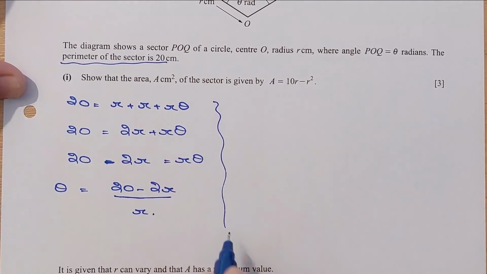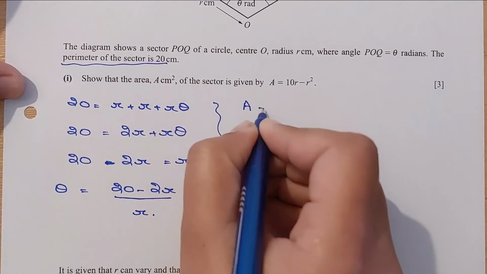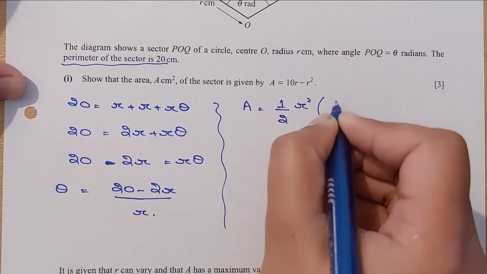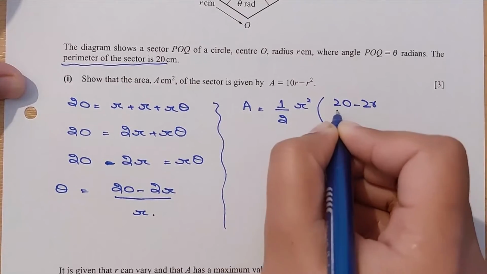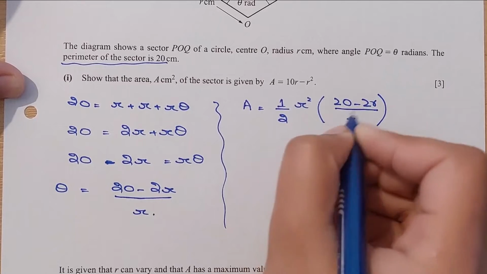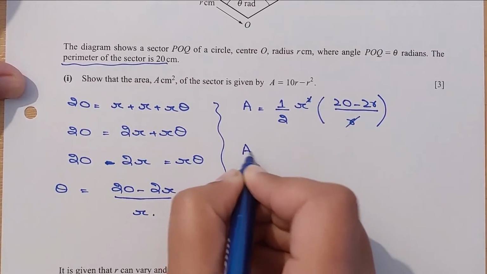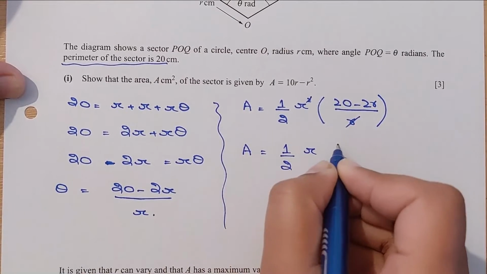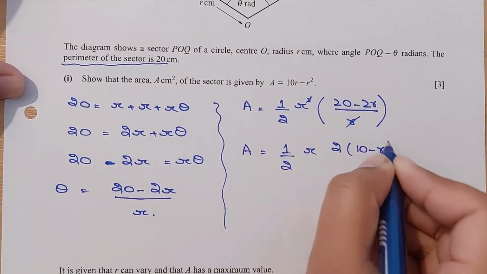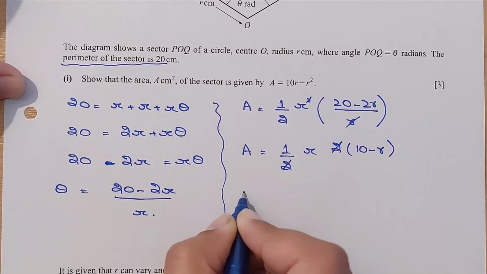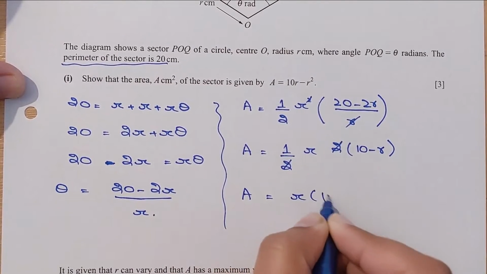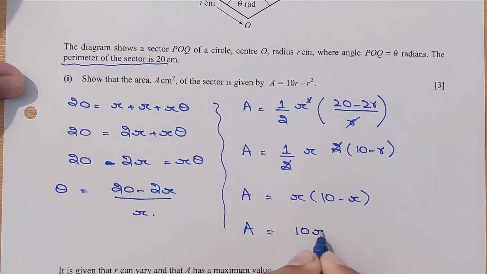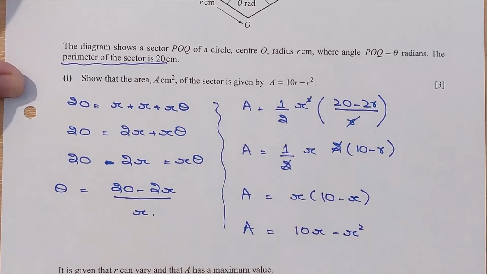Now let me solve the area of a sector. Area of a sector is half radius squared times theta, and we have theta as 20 minus 2r divided by r. So this r and this r cancel, so area is 1 by 2, and taking 2 common, 10 minus r, the 2 cancels with the 2. So area equals r times 10 minus r. So area equals 10r minus r squared, exactly the same.